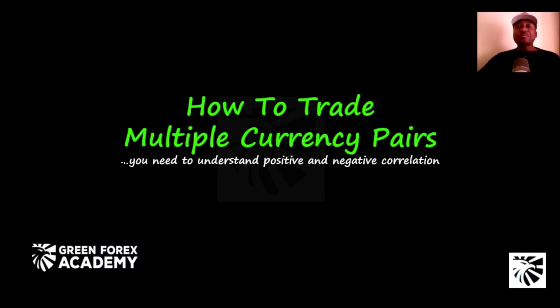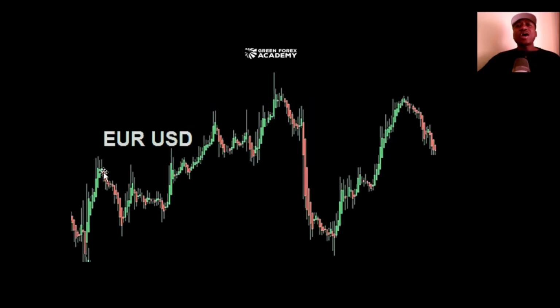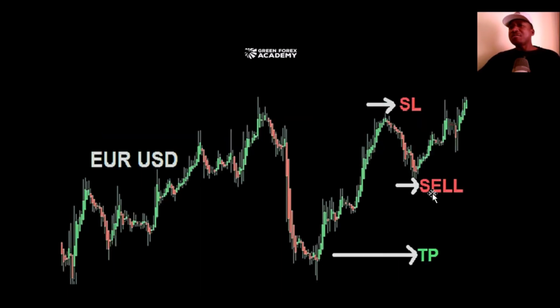How to trade multiple currency pairs. Now, let's say that you have this chart in front of you as a trader, and you saw this trend moving, going up and down, and at this point, you just decided to sell the market because you thought the price will keep falling, and then you enter the market at this point by placing your stop loss, take profit, and you have something like this. You're selling from this point, you place your stop loss here, and then you take profit here.